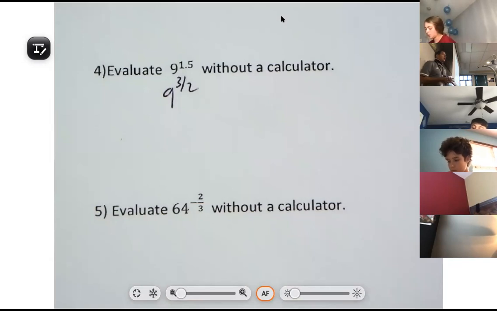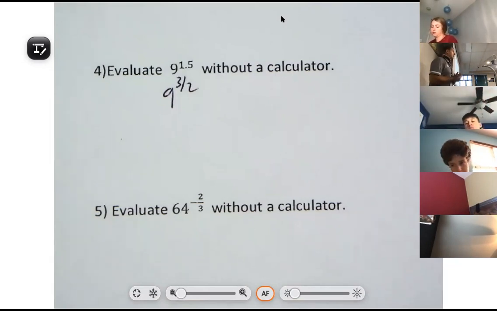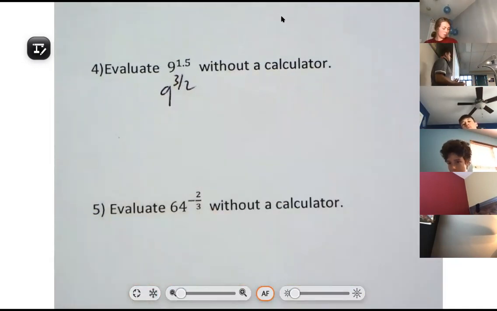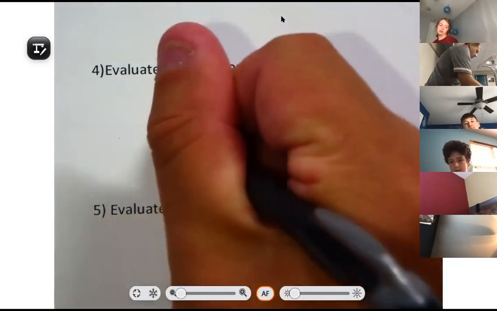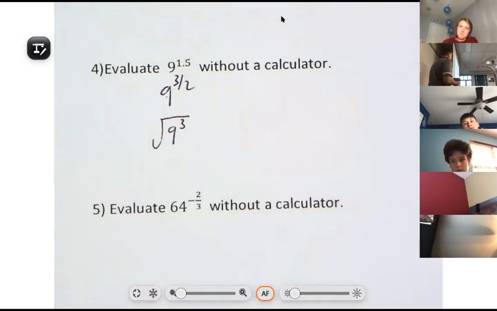Now, we just learned how to change from exponent form to radical form. Maybe that would help. Sometimes it's beneficial to switch forms. Let's rewrite this in radical form. So 3 is my power, 2 is my root. That means we have the square root of 9 cubed. The square root of 9 cubed.